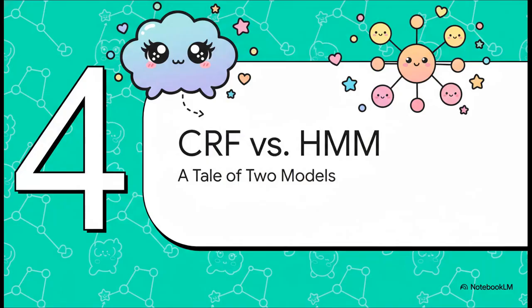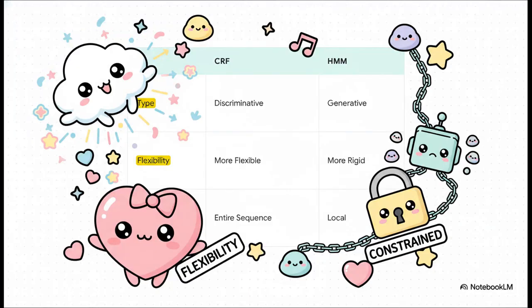To really, truly appreciate what makes CRFs so special, it helps to compare them to an older and maybe conceptually simpler relative, the hidden Markov model, or HMM. Okay, so the core difference, and this is key, lies in their whole approach. HMMs are generative. Think of them like a storyteller trying to create a believable sentence from scratch, one word at a time. CRFs, on the other hand, are discriminative. They're more like a detective. They look at the entire completed sentence, all the evidence, and then decide on the most likely role each word plays. And that detective approach makes CRFs way more flexible, since they can use any feature from the entire sequence to make their final judgment.